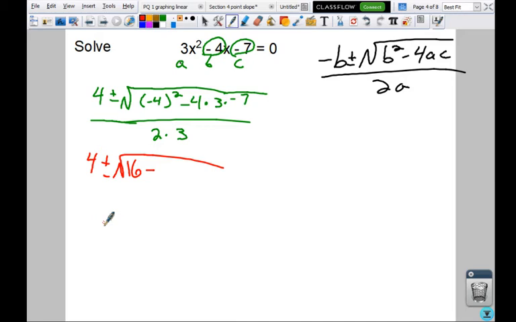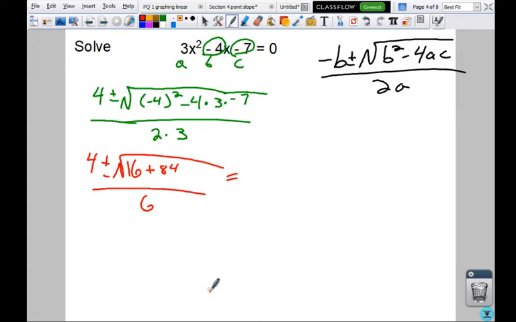Just Desmos negative 84. And minus negative 84 is really plus 84, right? And then the whole thing is divided by 6. Since Devin did it the long way and didn't just plug it into Desmos, we'll just keep going.